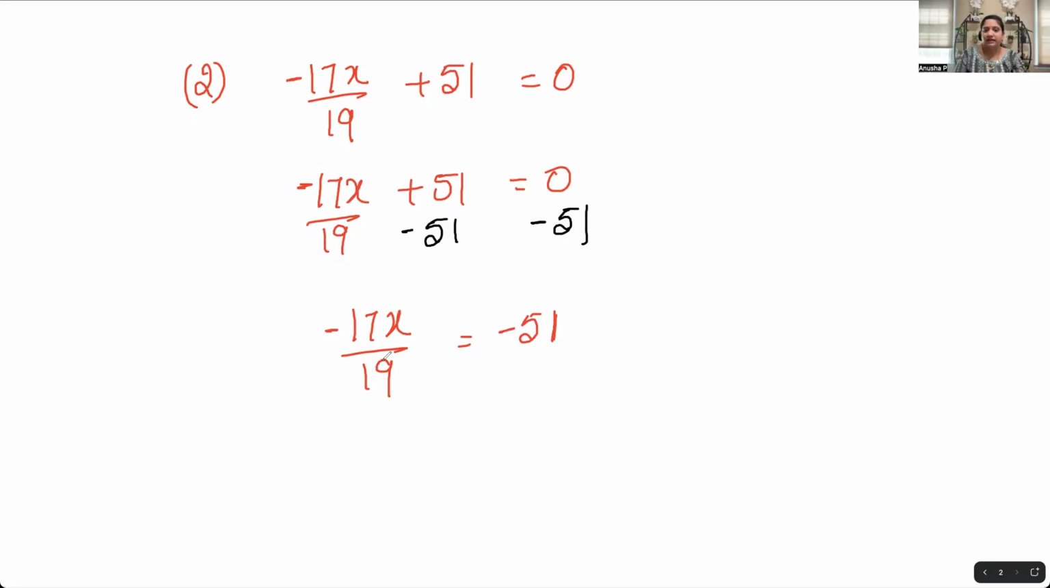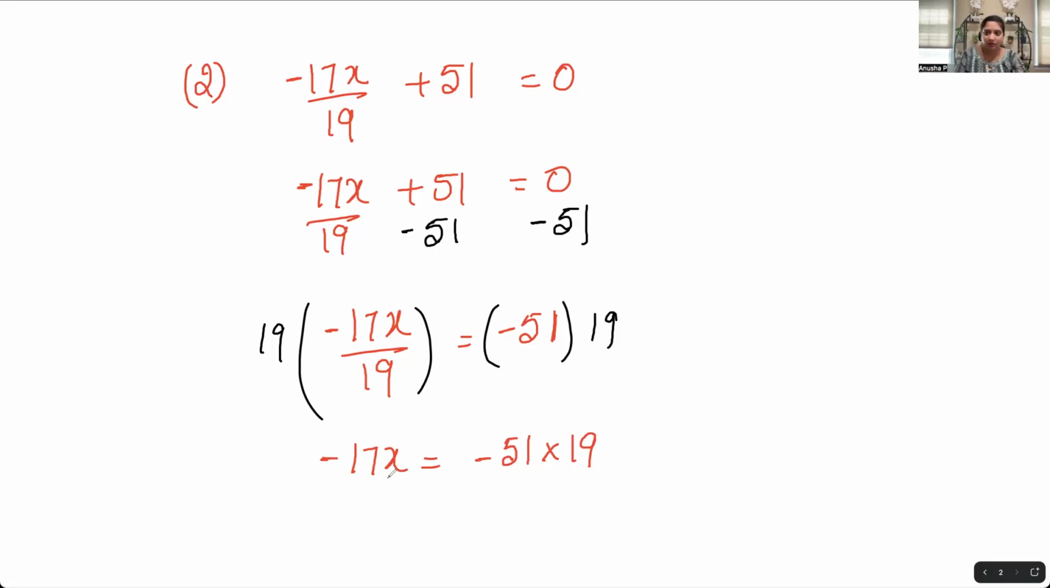We are solving for x. We don't want 19. The reverse operation for 19 is you are multiplying by 19 on both the sides. So 19 and 19 will get cancelled on the left side. Negative 17x equal to minus 51 times 19.